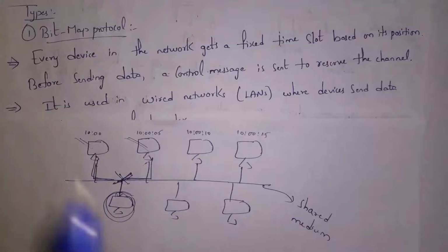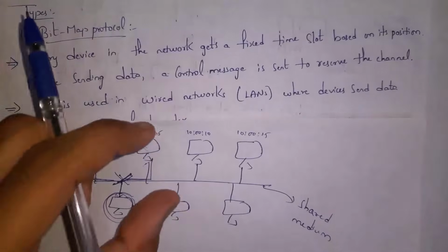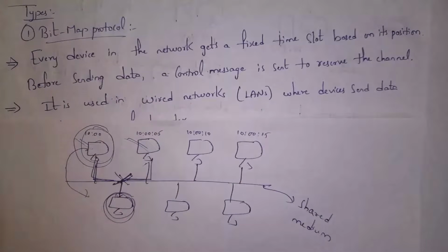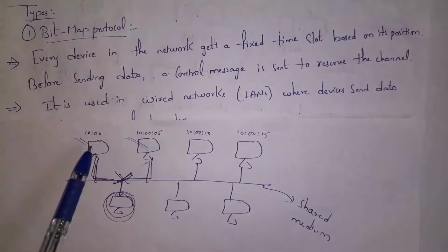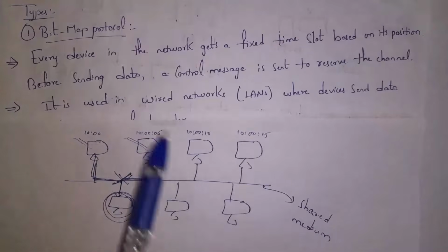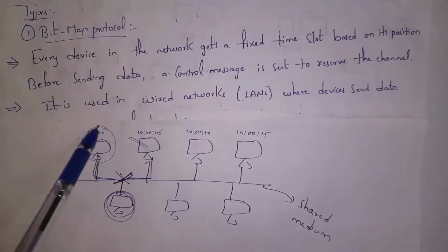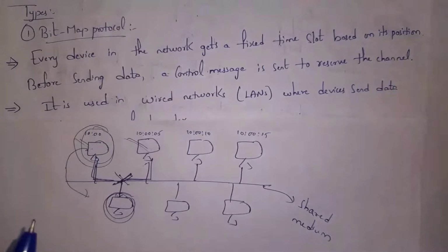In a shared network, whenever multiple computers send data at the same time, a collision will occur. So in order to overcome this problem, bitmap protocol will give a particular time slot to each and every device. Only in that particular time slot, the device can communicate. For example, this computer is given the time slot 10 o'clock, and similarly this computer is given 10:05, this computer 10:10, and this computer 10:15. Only in this particular time slot, a device can send data. As each and every computer has different time slots, all computers will send data at different times. So collision will not occur.